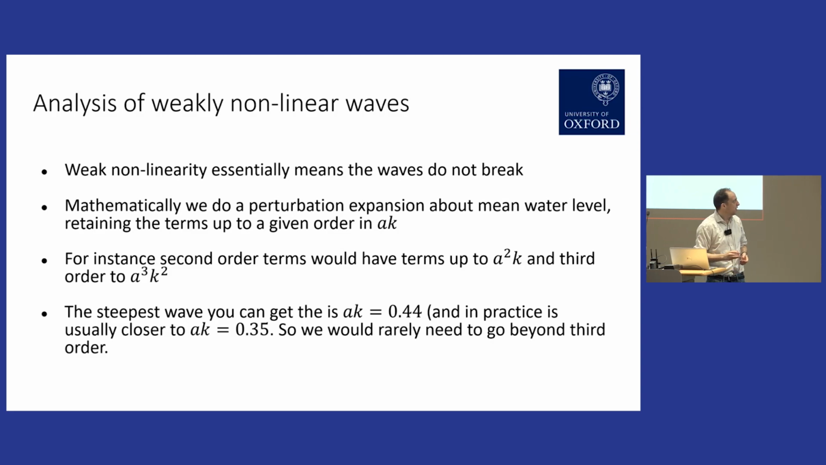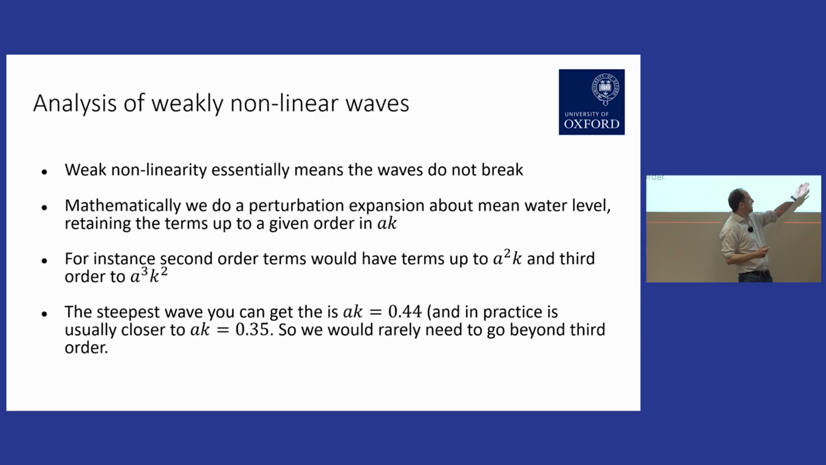Now, the theoretical maximum AK you can get is 0.44, at least for a unidirectional wave. But usually waves break long before we get to that sort of steepness. Typically the steepnesses we might be interested in are things around 0.35, and if we square that, we're starting to get quite a small number. So we really don't often need to go to fourth and fifth order.